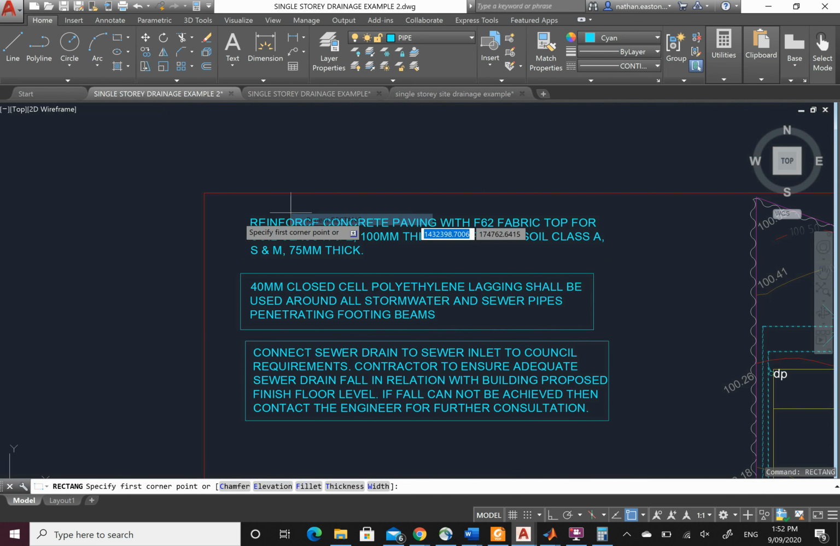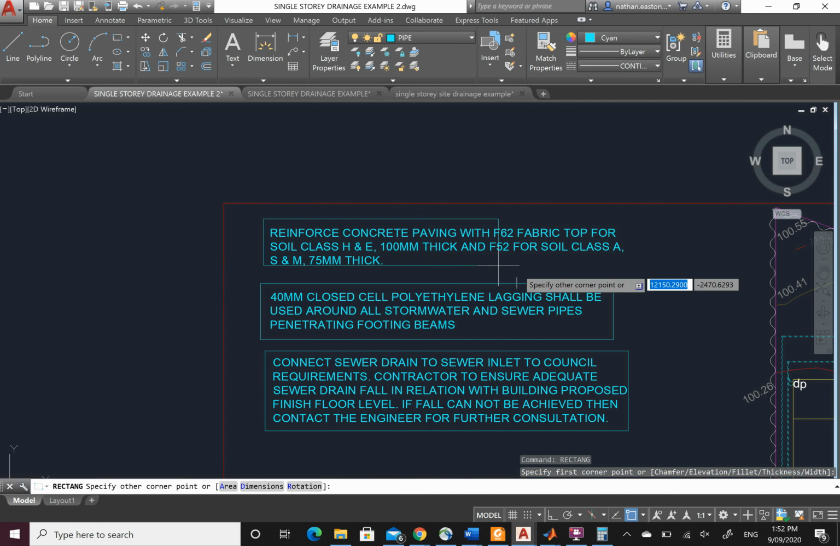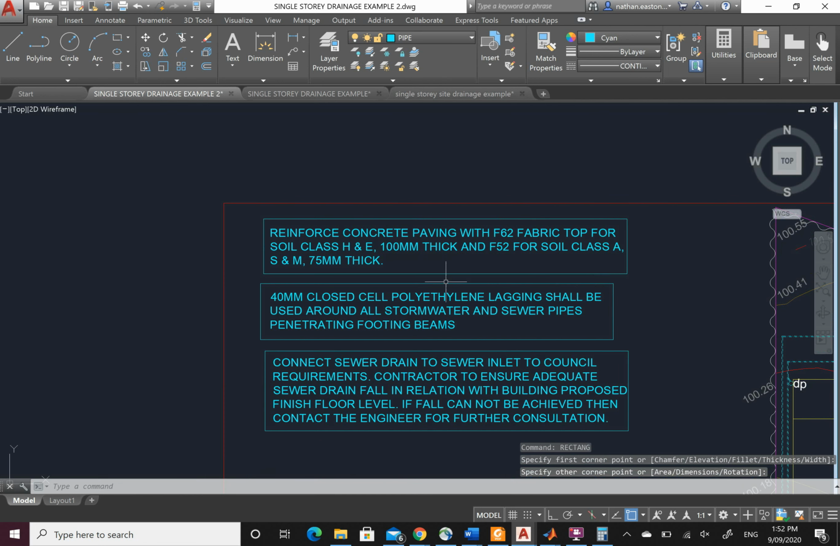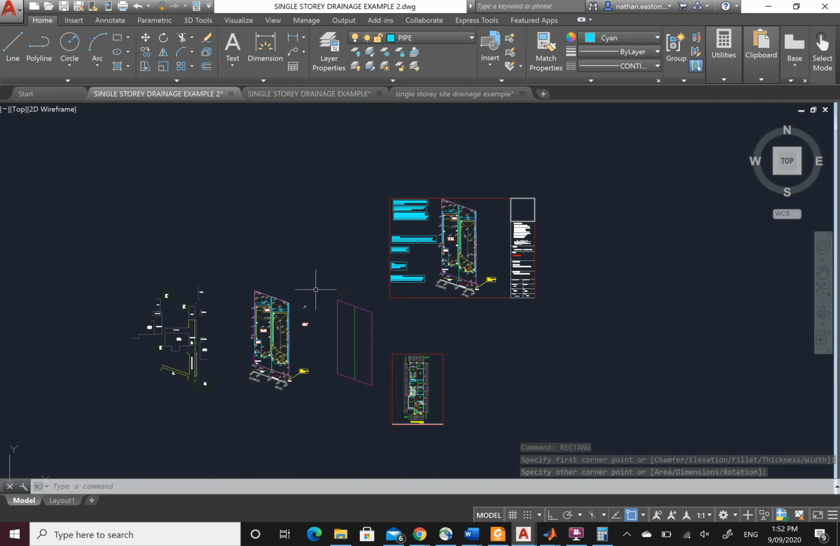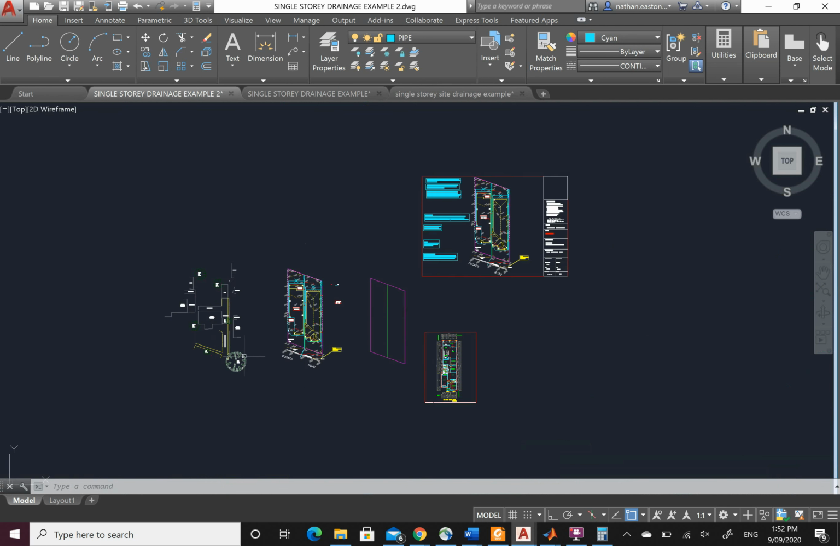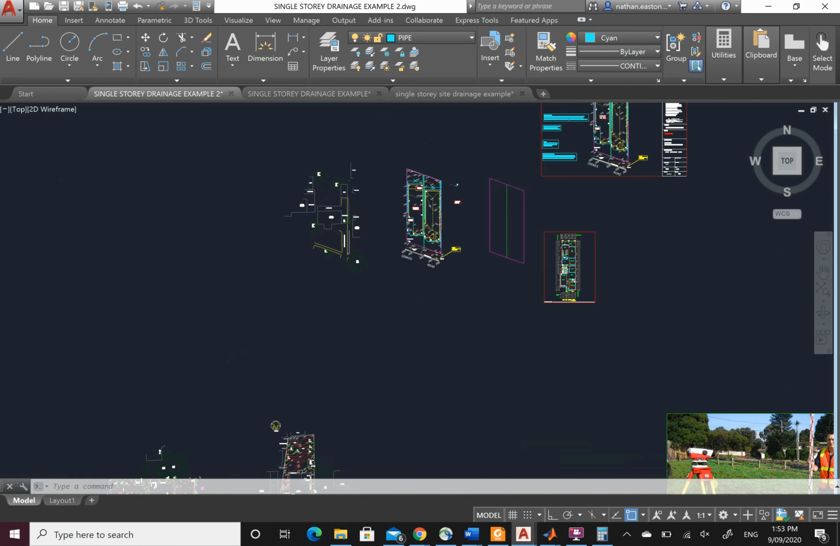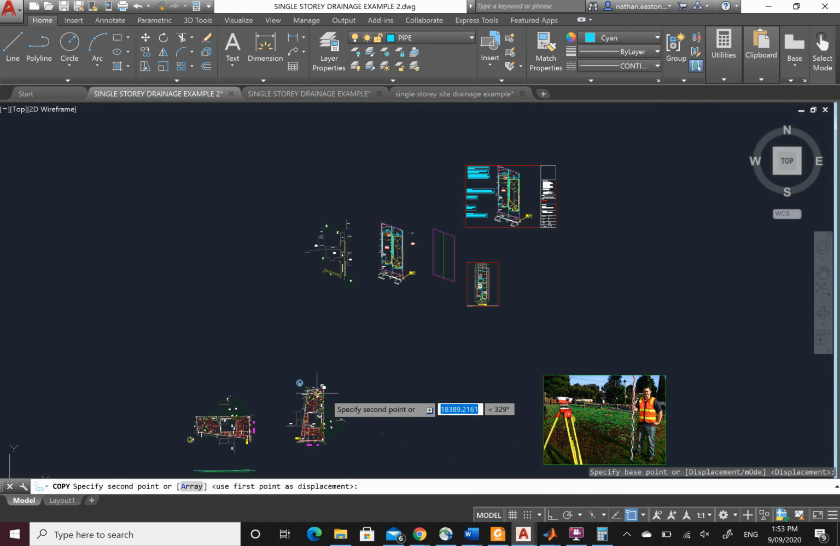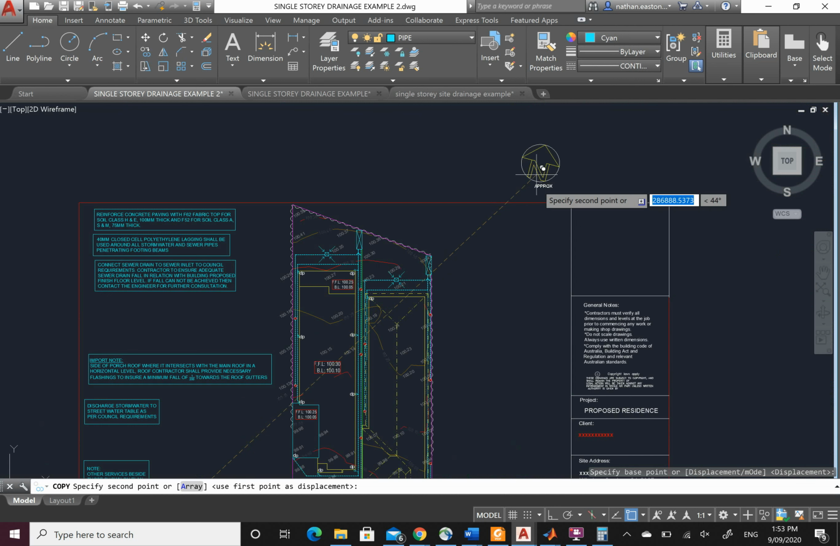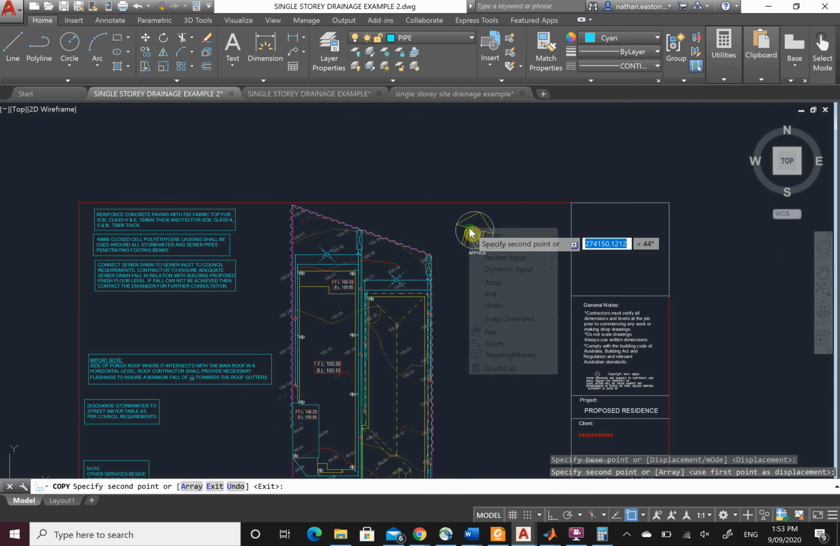Oh, not there. To here. Alright, so a few more notes we have to put on here. Actually, very important as well is, did I get a northing on this drawing? I didn't. I'll just take this one for now. Usually we have to show the approximate north on here. So let's just assume it's this one going there.